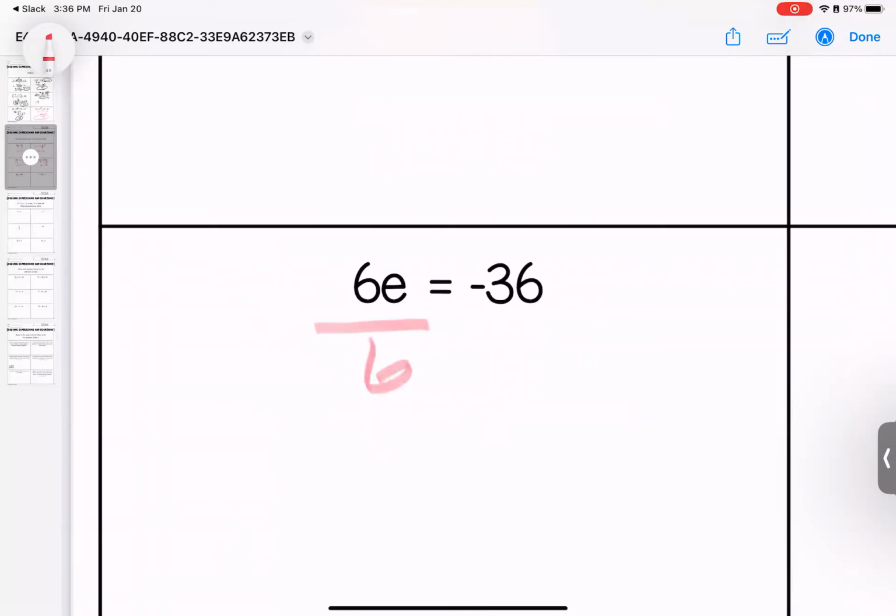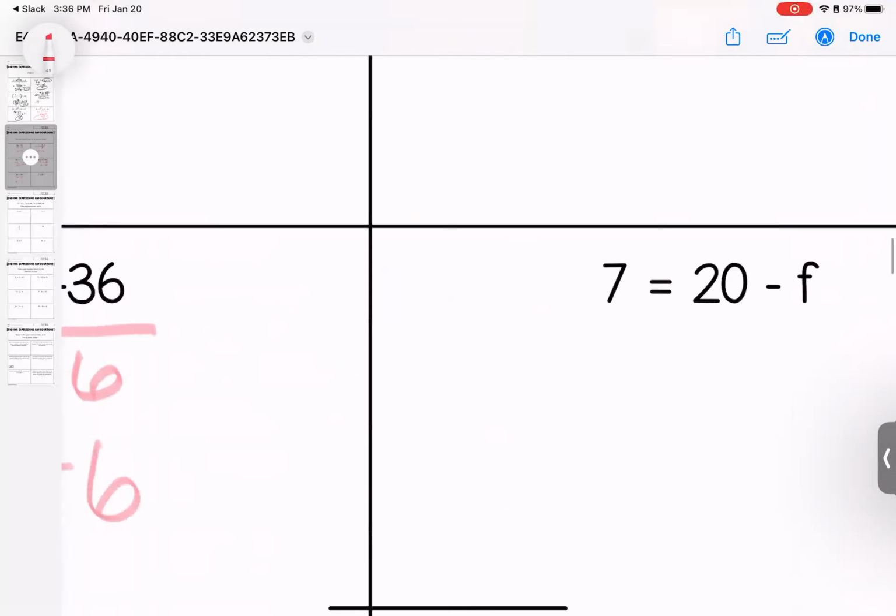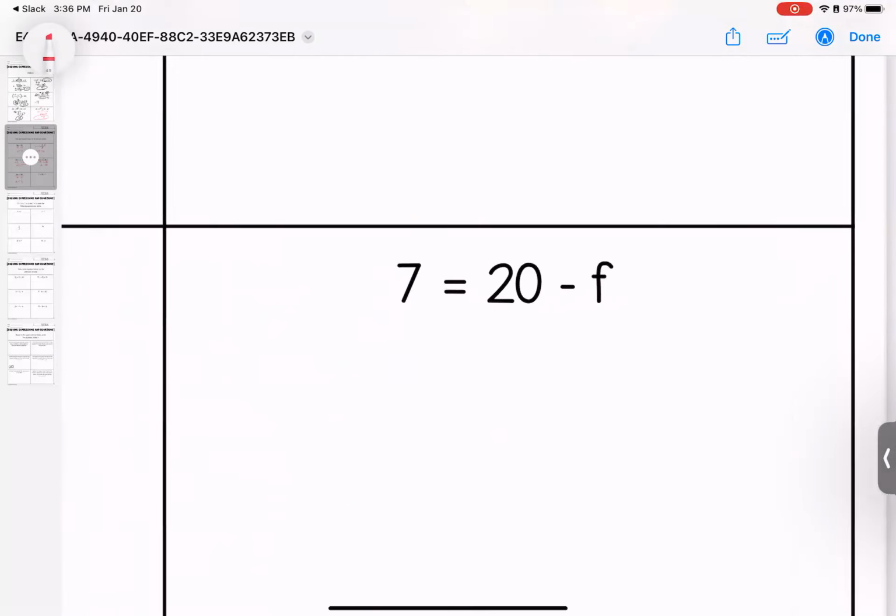They're multiplied. Let's divide to get rid of it. E is equal to 36 divided by 6 is 6. Opposite signs keep it negative. We have a negative f. So what we're going to do is flip it around so it's going to be positive.